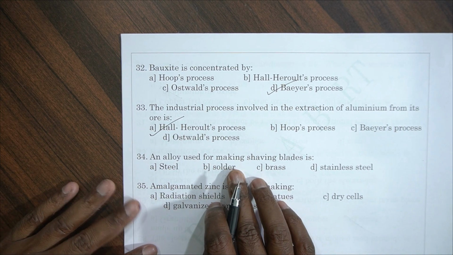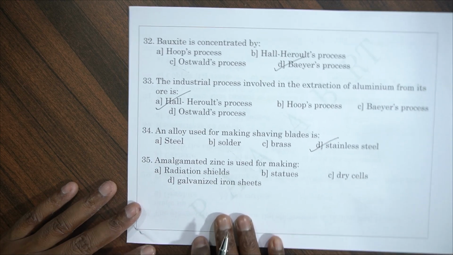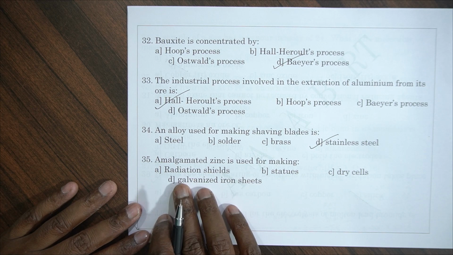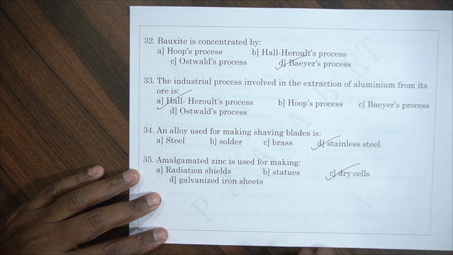Then an alloy used for making shaving blades should be stainless steel. Amalgamated zinc is used in making amalgam, a zinc plate coated with mercury, in dry cells.